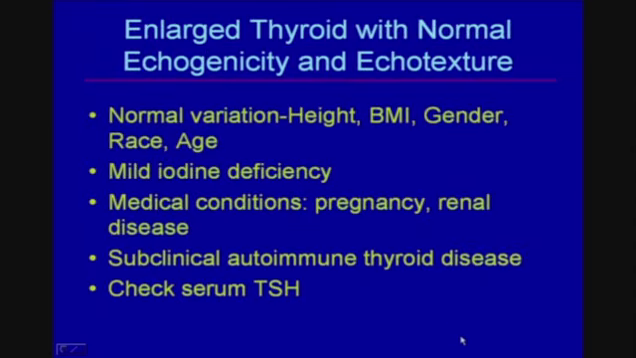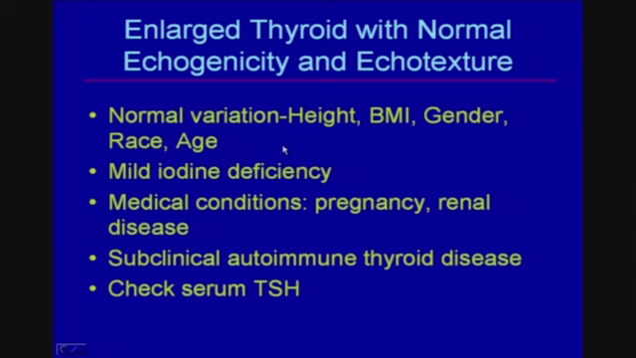Now, one situation that commonly arises is the thyroid is enlarged for a patient of that particular size, but it's otherwise completely normal looking. Normal in echogenicity, normal in echotexture. What could this mean? The most common reason is just normal variation. As I mentioned before, if the patient's of large height or large BMI, the thyroid just may be enlarged to scale to that particular body mass index. Thyroids tend to be bigger in women than men. They tend to be bigger in some particular racial preferences, and they tend to get larger with age.